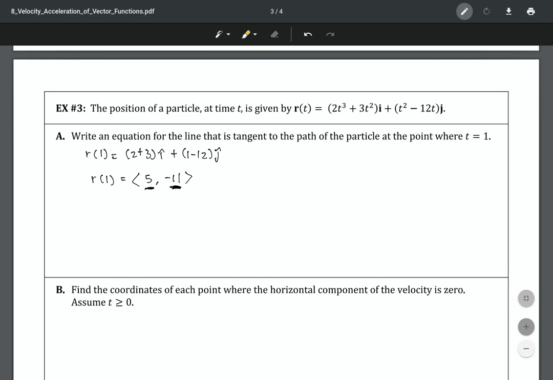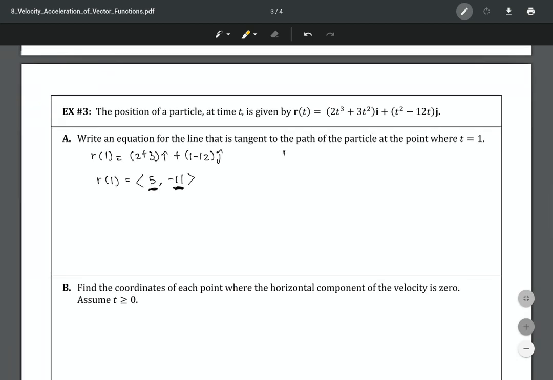Now I need to know the derivative at t is equal to 1. So first I take the derivative of r, which is going to be 6t squared plus 6t i plus 2t minus 12 j. And then I'm going to plug in a 1 because I need to know the derivative at 1, right? And that's going to give me 12i minus 10j.